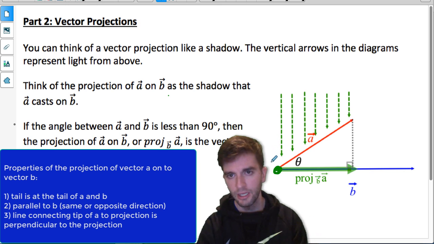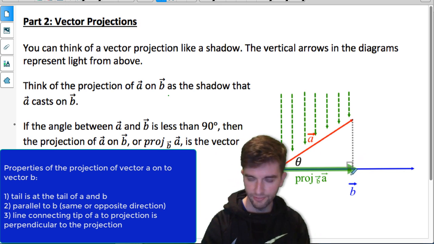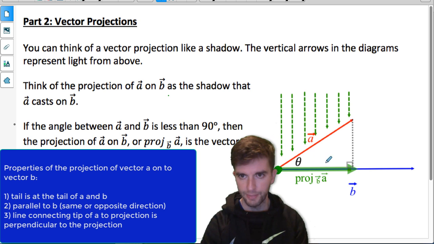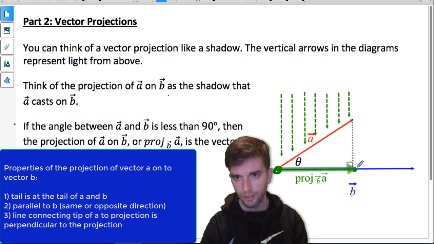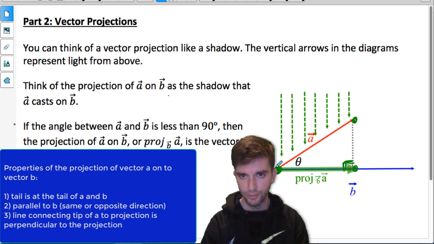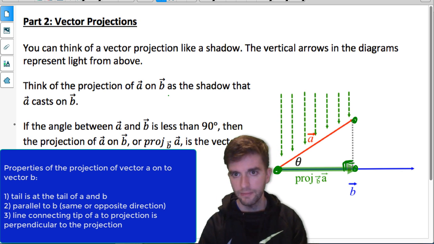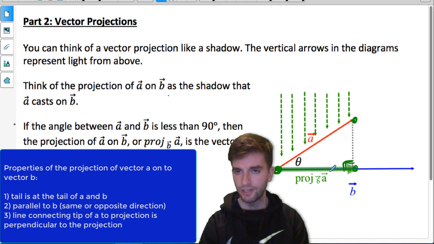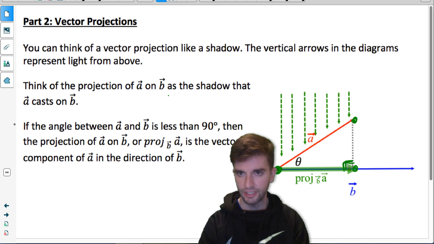And the third property is where the tip of the projection vector goes to. So like I said, it's going to be parallel to B, but the tip stops at a point so that when you connect that point to the tip of the vector you're projecting, so in this case vector A, there is a 90-degree angle with the projection vector. So once again, three properties. The projection vector has its tail at the same place as the tail of A and B. It's parallel to vector B, and when connecting the tip of the projection vector to the tip of vector A, there's a 90-degree angle with the projection vector.